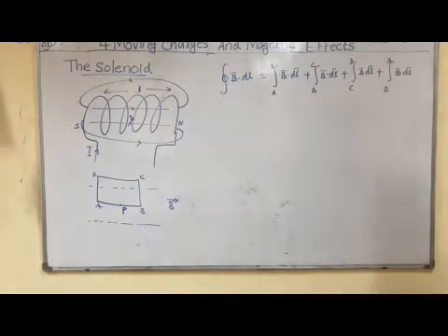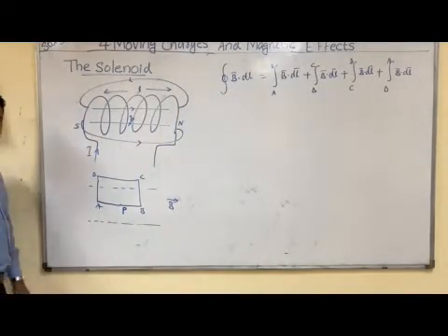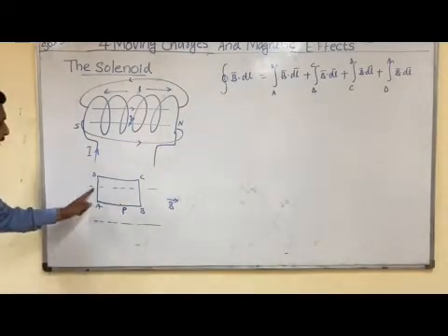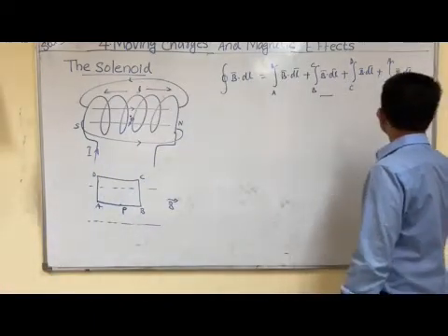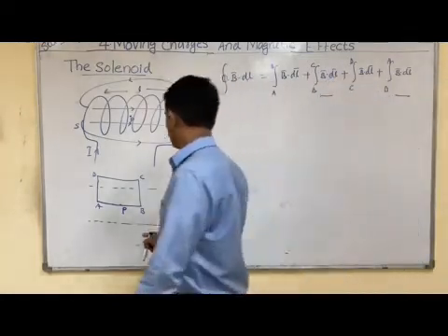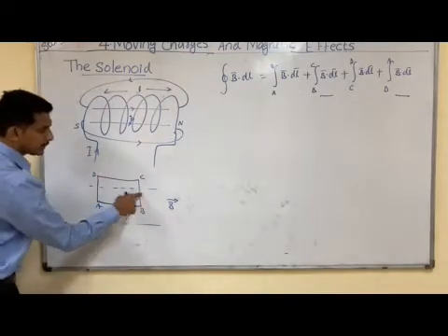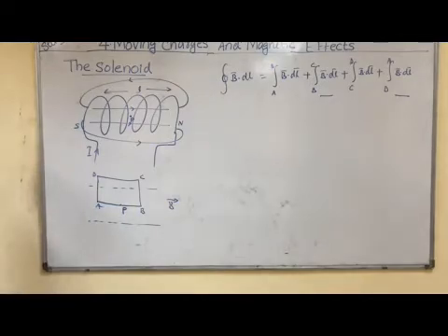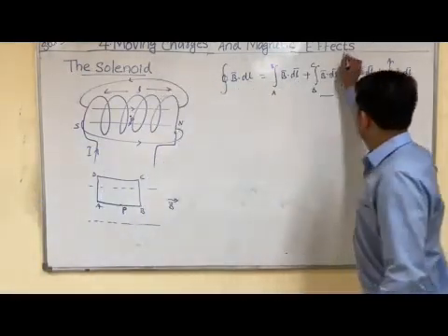Now look at this equation carefully. In this Amperian loop, the sides BC and DA, this part and this part, are perpendicular to the magnetic field. That means B dot dl becomes B dl cos 90. We know cos 90 is 0, so these two terms are eliminated from our equation.